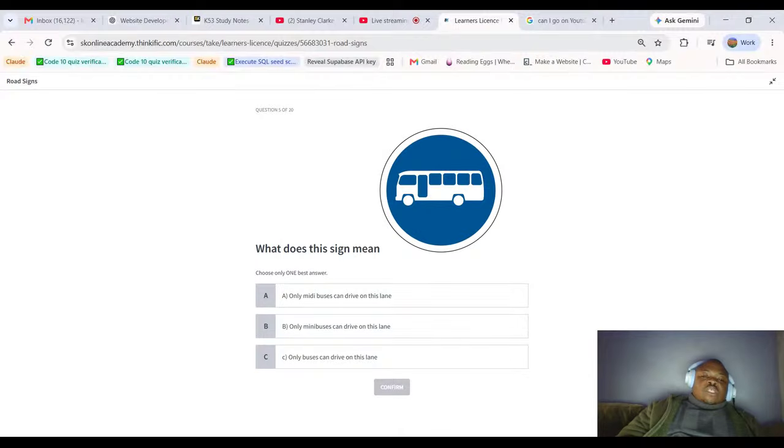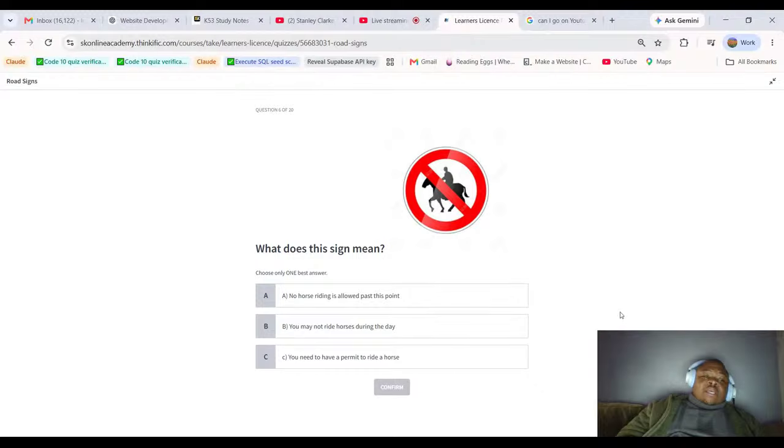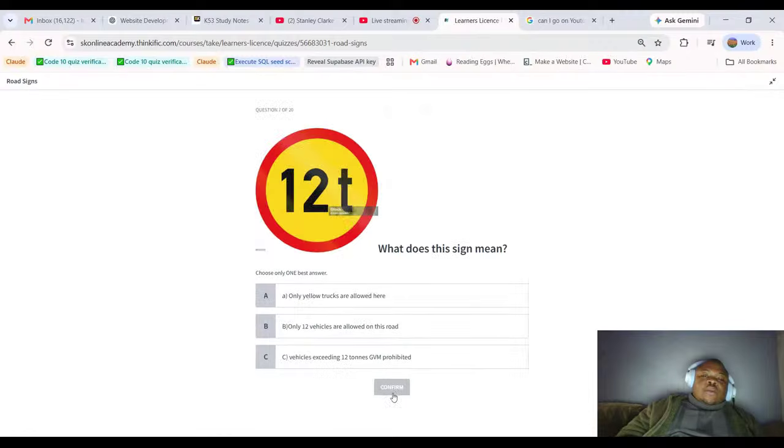And next question. What does this sign mean? I think this one, I should just answer it on your behalf so that it doesn't confuse. What does this sign mean? Is it A, no horse riding past this point? B, you may not ride a horse during the day? Or C, you have permission to ride a horse? Okay, let's go with A, and you guys are absolutely correct.